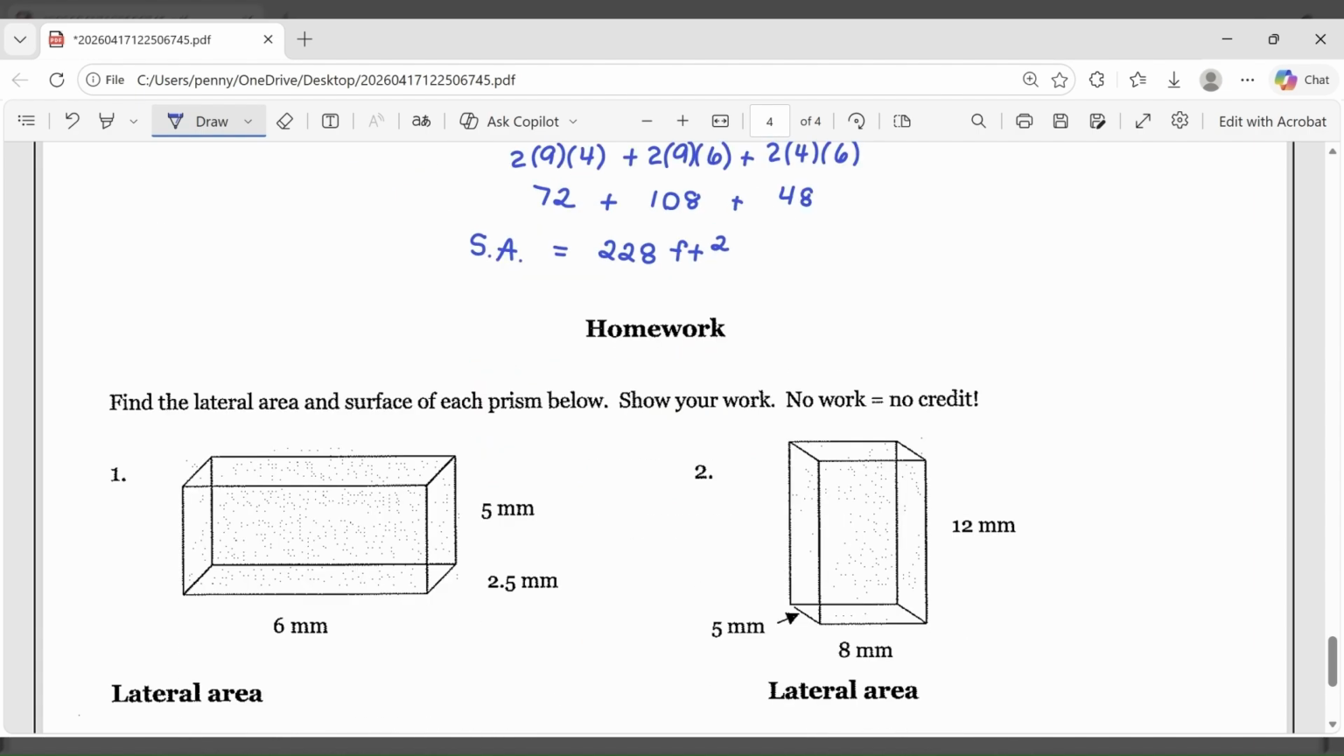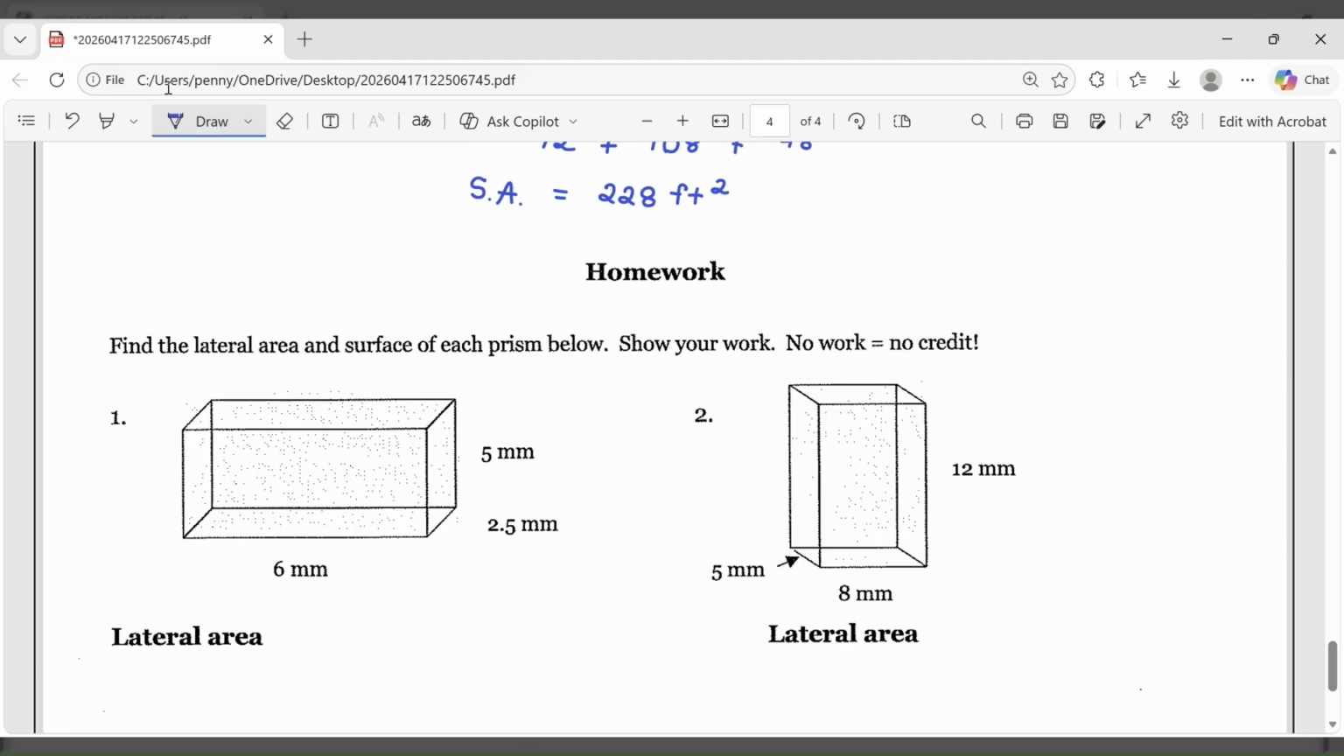All right, so you have the rest of this time to work on the homework. There are only 2 tonight, but notice that it says, show your work, no credit. Make sure that you show the formula as well as the substitution and then the final answer.